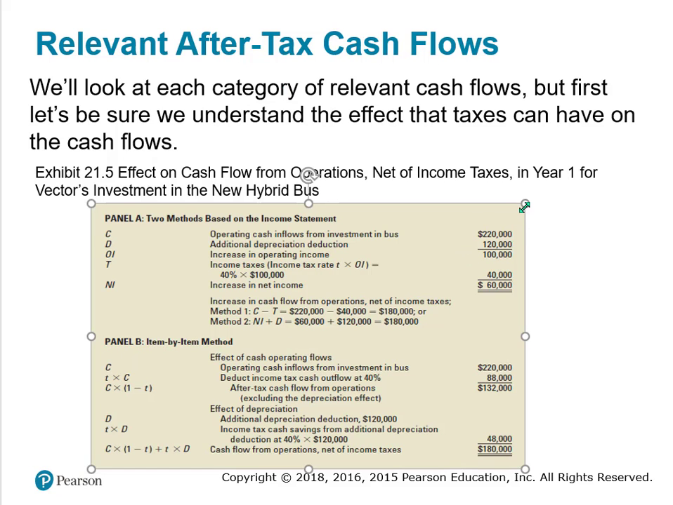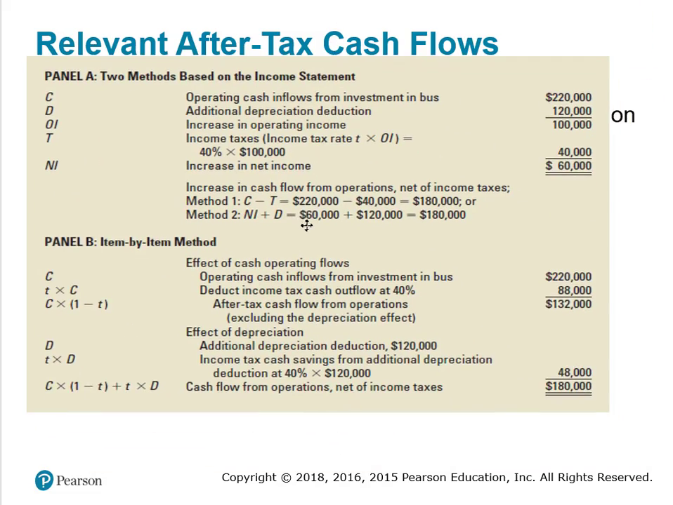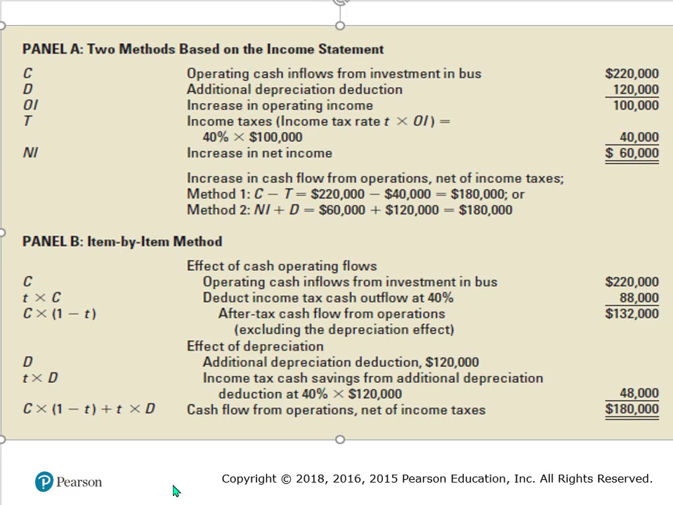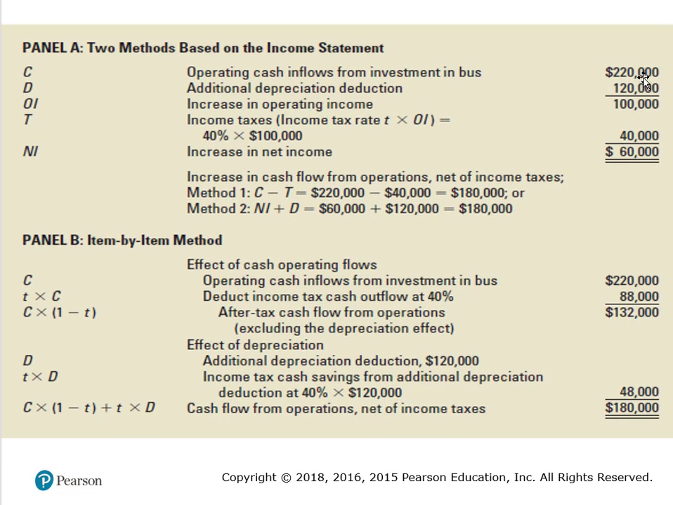Let's see. I forgot this was here. So here we've got operating cash flows from the investment in a bus of $220,000, and an annual depreciation deduction of $120,000. That results in a net increase in operating income of $100,000. We take that $100,000 times the 40% tax rate and get an increase in net income of $60,000.